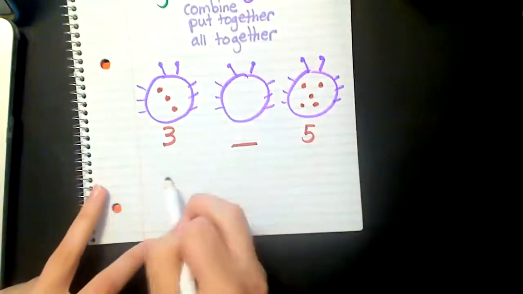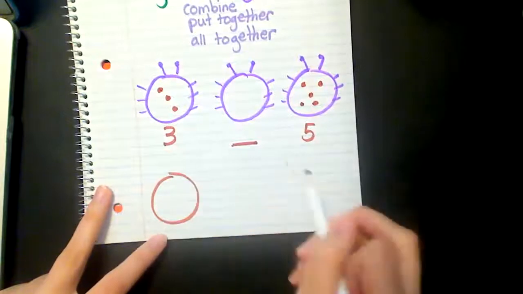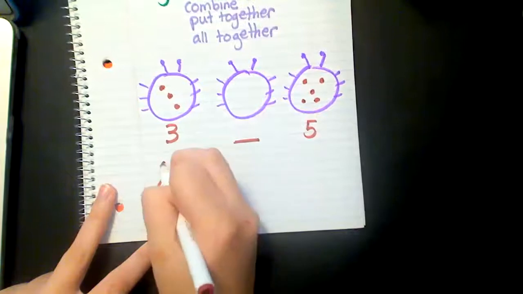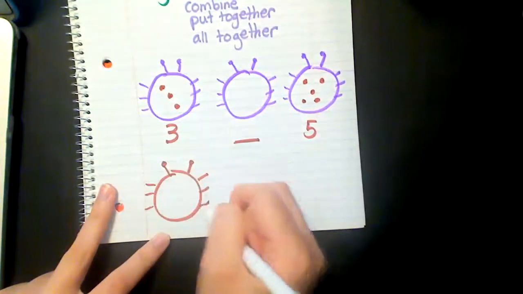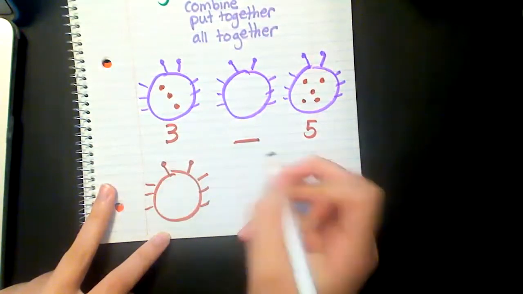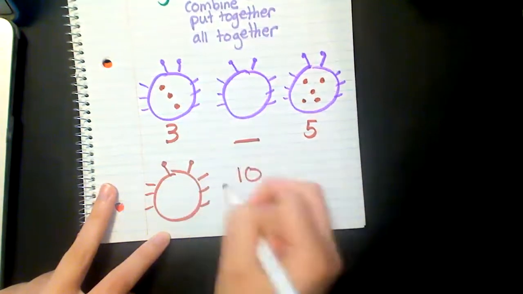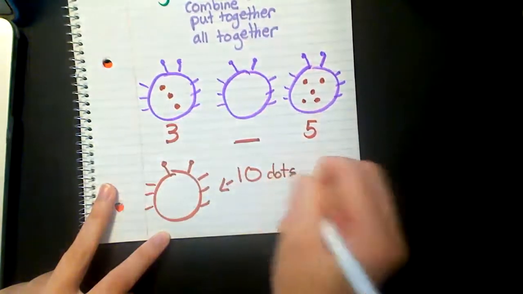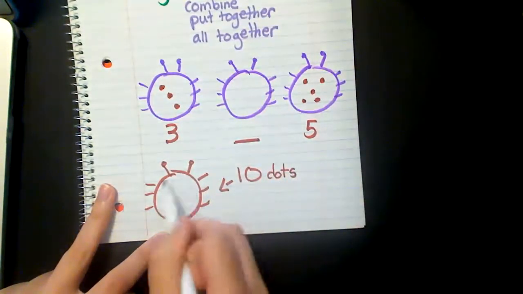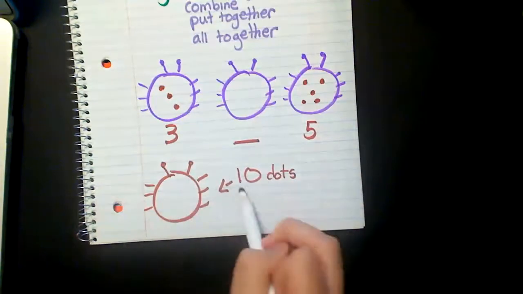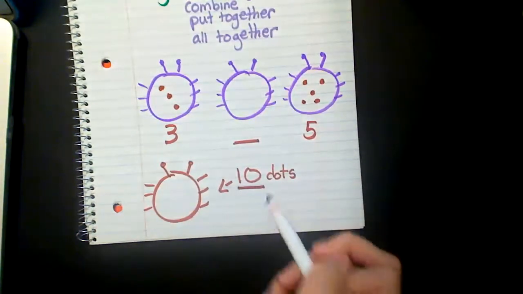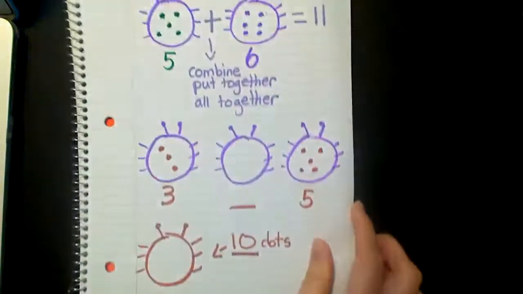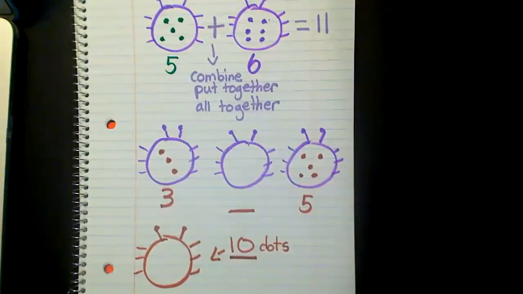And then at the very bottom, we had a bug, and I wanted to know what 10 dots would look like on a bug. So students had to draw 10 dots within a bug and see if it matched the number that it was showing. And that is going to conclude our math lesson.